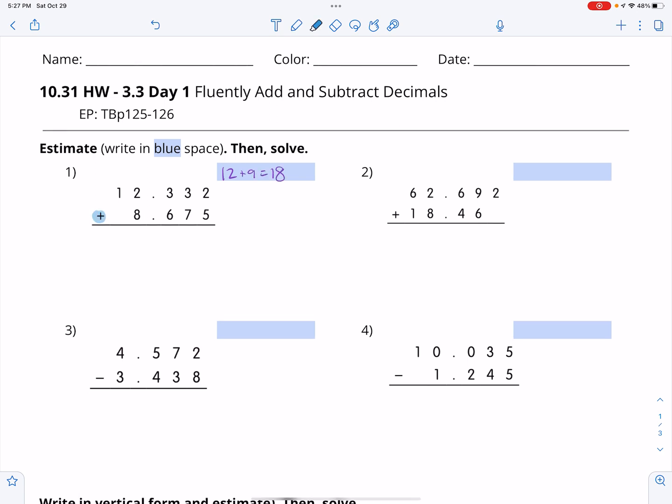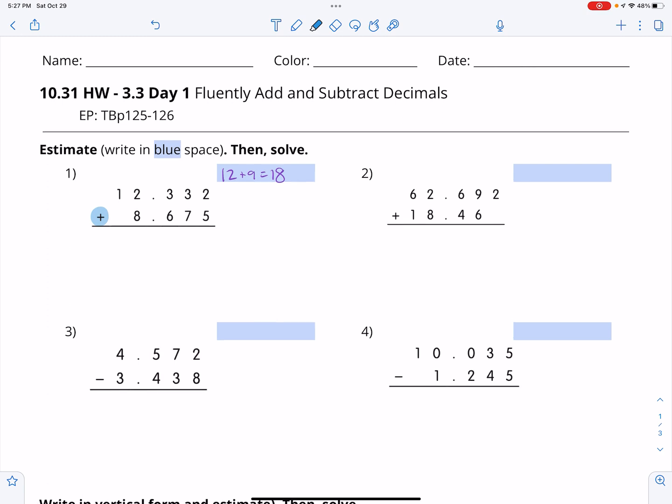I'm going to get in the habit of highlighting my sign because you just never know. I would hate to accidentally add when I should have subtracted and then miss a question even though I know how to do it. So since I'm adding, I know that I have the potential for regrouping when the partial sums are greater than 10. So we'll start over in the smallest place value, which is here in the thousandths. So 2 thousandths plus 5 thousandths is 7 thousandths. Moving to the hundredths, 3 hundredths plus 7 hundredths is 10 hundredths, which is equivalent to 1/10.